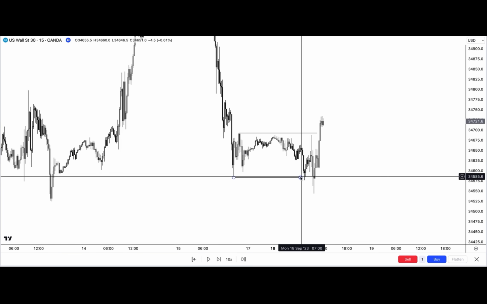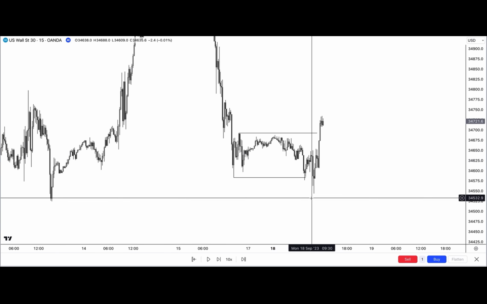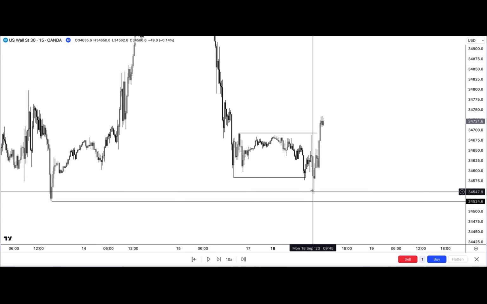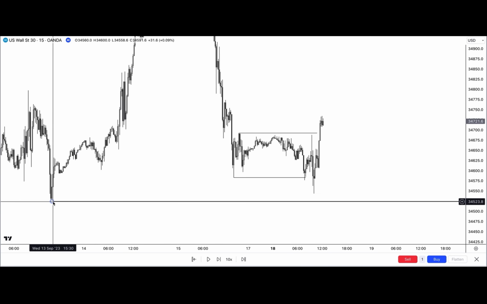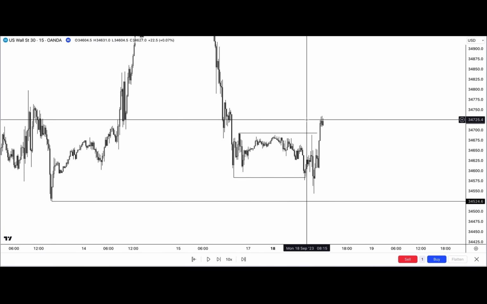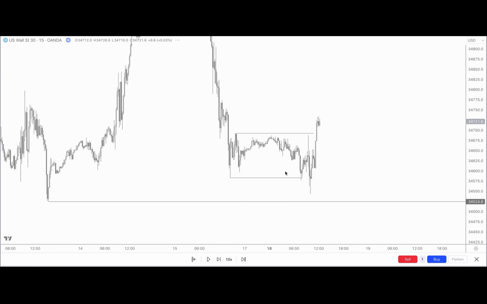Okay, perfect. And then we sold off. And what did we do? We respected this low to the left, leaving equals. So this was now an area that I wanted run in the future. Okay, and then price went bullish from there.